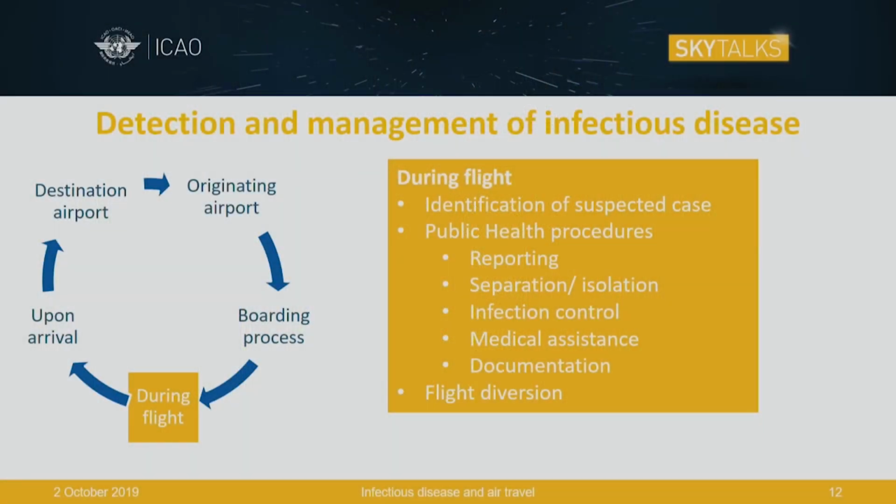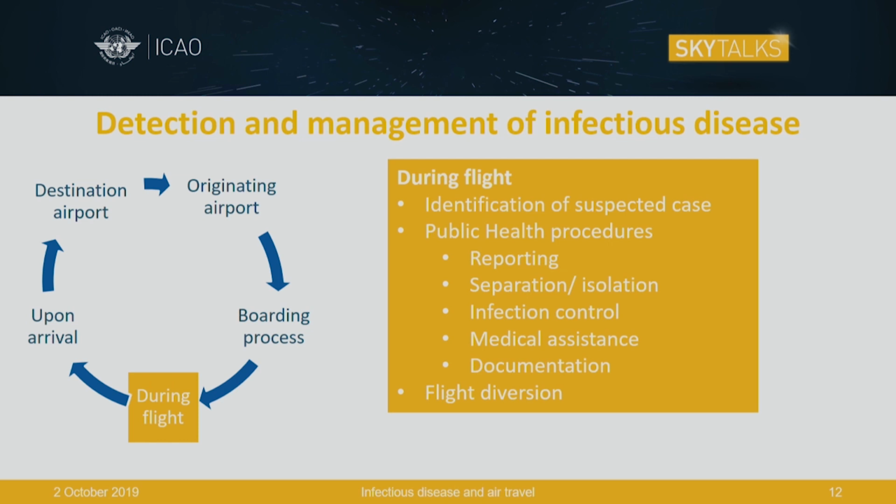Then now we're in the flight, the passenger got on board. Again, the crew are trained. So they will identify a suspected case. There's certain procedures they need to follow. So they need to inform the captain of the aircraft. He's got certain procedures he has to follow, which you will see in the next slide. And then the cabin crew has certain measures they need to do.